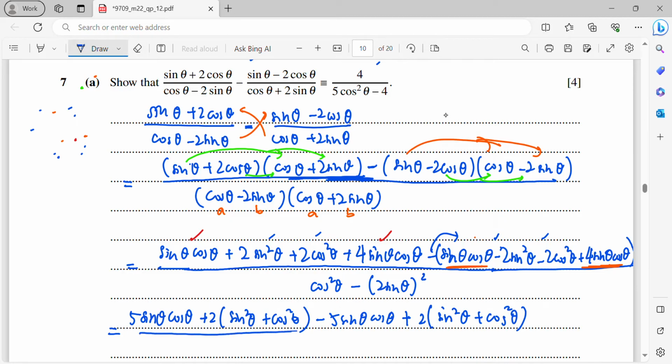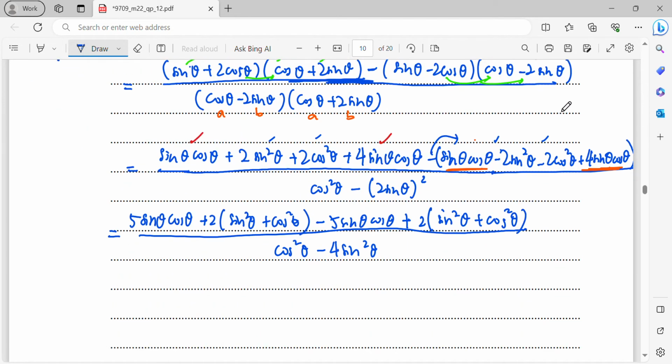Okay, then over. Now, I will be getting cos squared theta minus 4 sine squared theta. Now, for the numerator, obviously, the sine cos can be cancelled off. Alright, and then left these two terms. So it will be 4 of sine squared theta plus cos squared theta. Now, for your information, sine squared theta plus cos squared theta from the identity is 1. Then I will say that this is basically 2 times 1 plus 2 times 1 over.